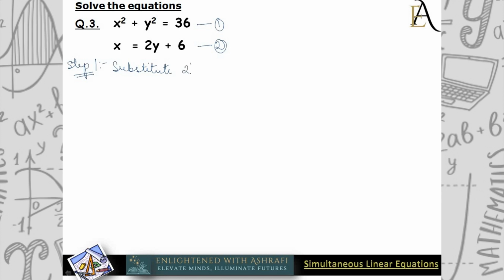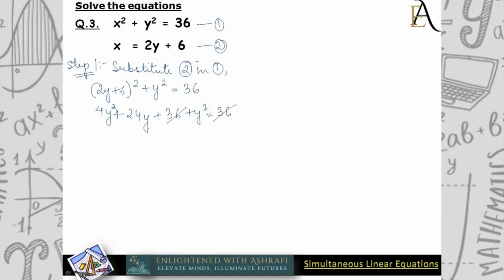Substitute equation 2 in 1. So we get 2y plus 6 whole square plus y square is equals to 36. Let's open the bracket. 4y square plus 2 2s are 4, 4 6 are 24, 24y plus 36 plus y square is equals to 36.